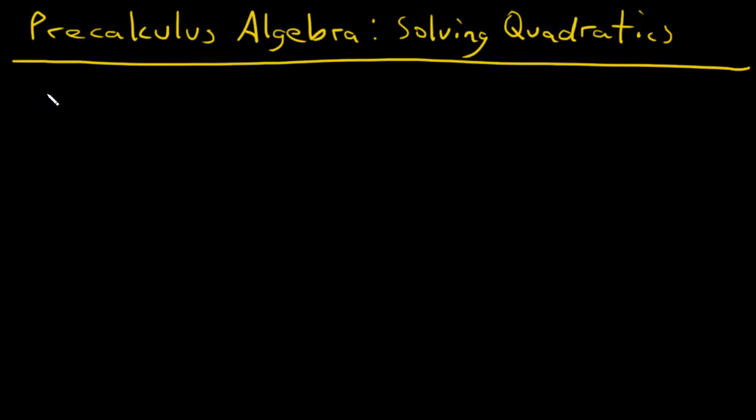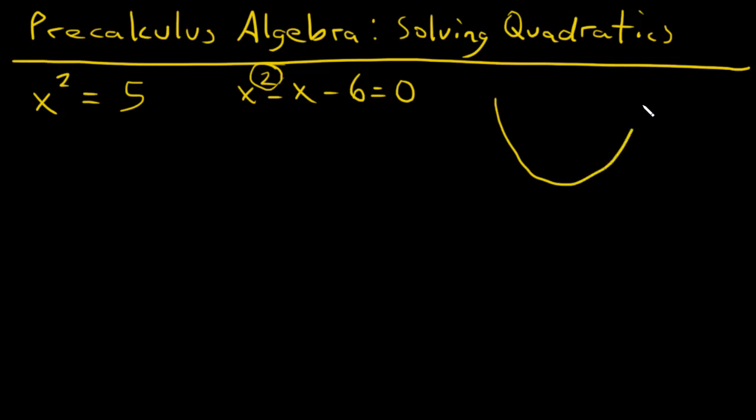Well, I mean anything where the highest power is a square. So x squared equals 5 is a quadratic. x squared minus x minus 6 equals 0 is a quadratic. So any equation where your highest power of x is 2, okay? That is a quadratic. And they almost always look like a parabola of some sort. So that's what a quadratic typically looks like, something like this, okay?